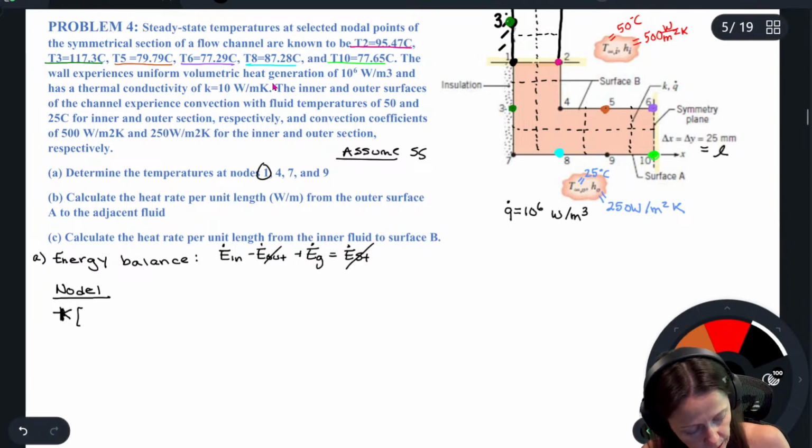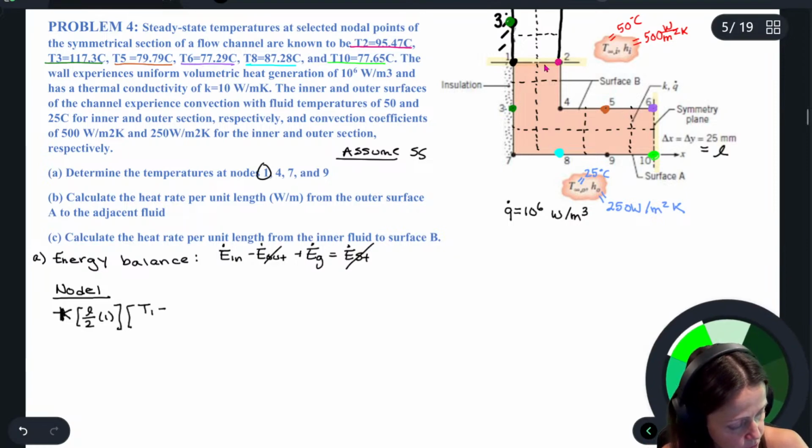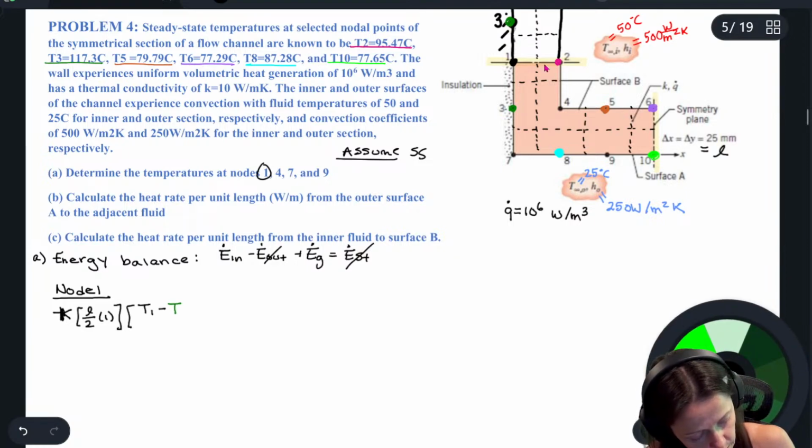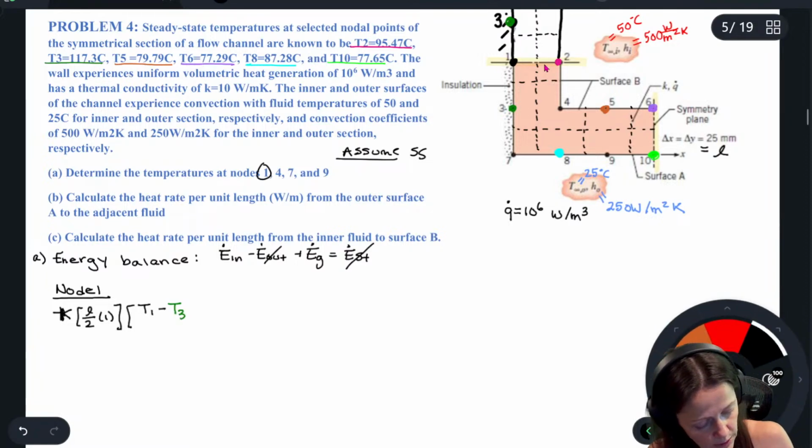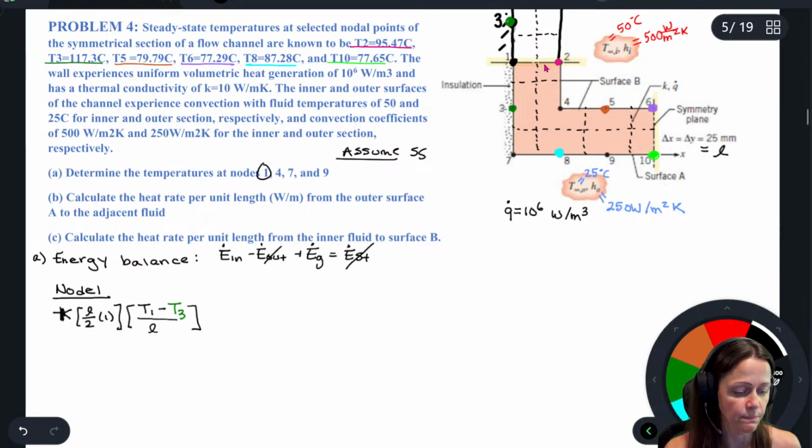So this is going to be L divided by 2 times that unit vector 1, and then it's going to be T1 minus our T3, which again, we know, divided by the distance between them, which is L.